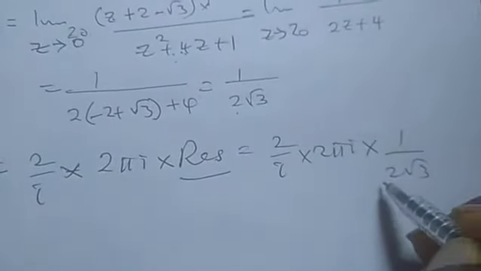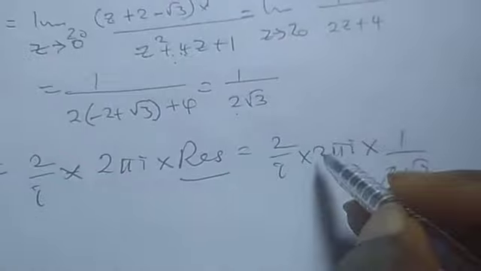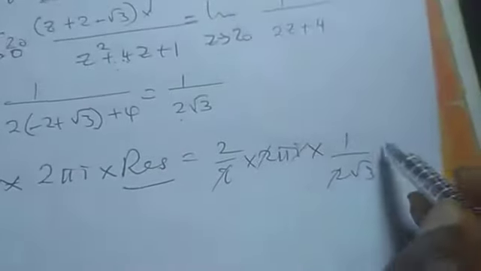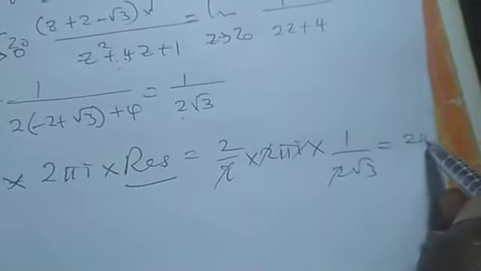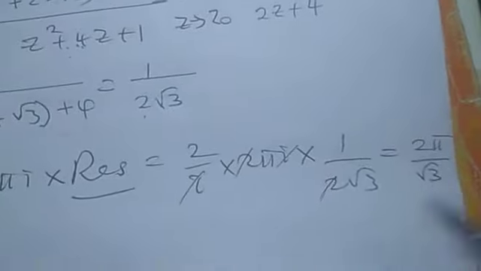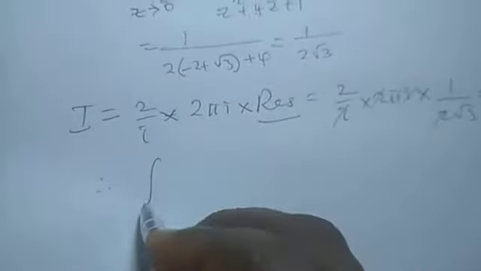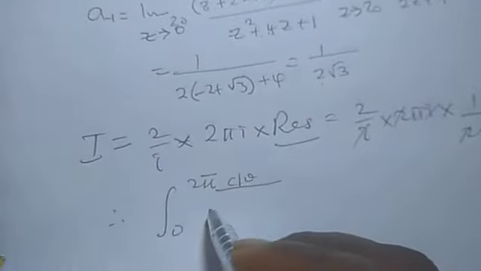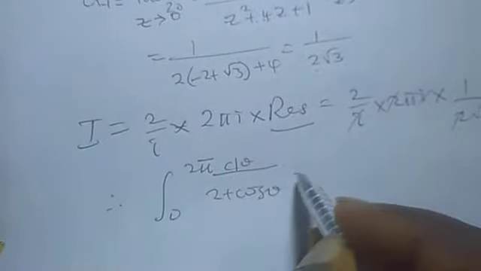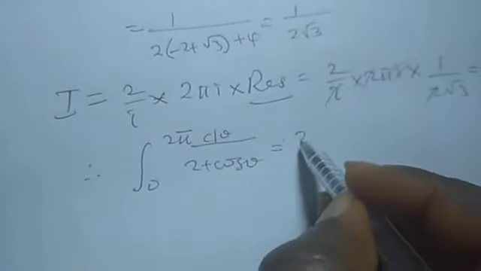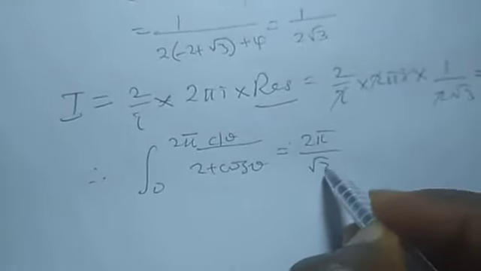1 over 2 root 3. So from this place, this cancels this. I cancels I. All we have left is 2 pi over root 3. In that case, we can now say that the integral from 0 to pi of d theta over 2 plus cos theta is equal to 2 pi over root 3.